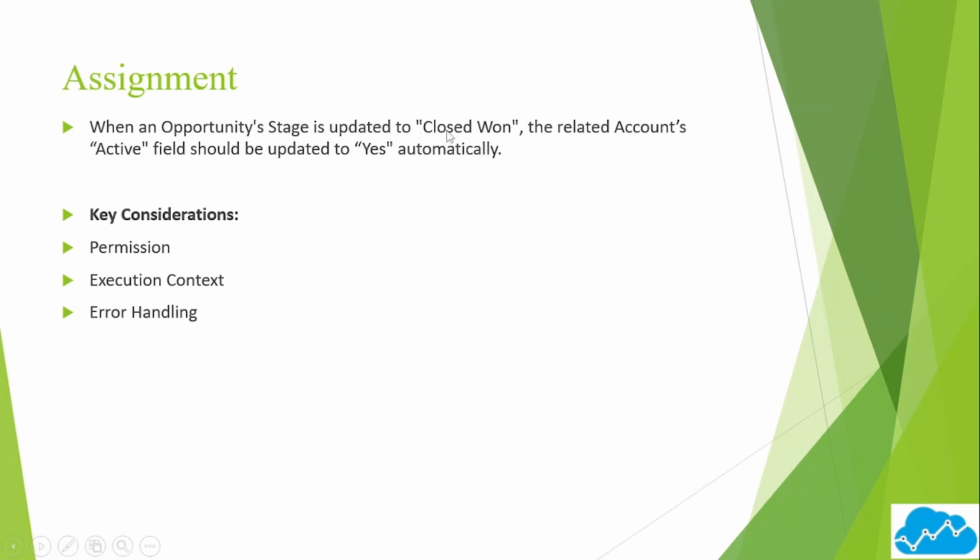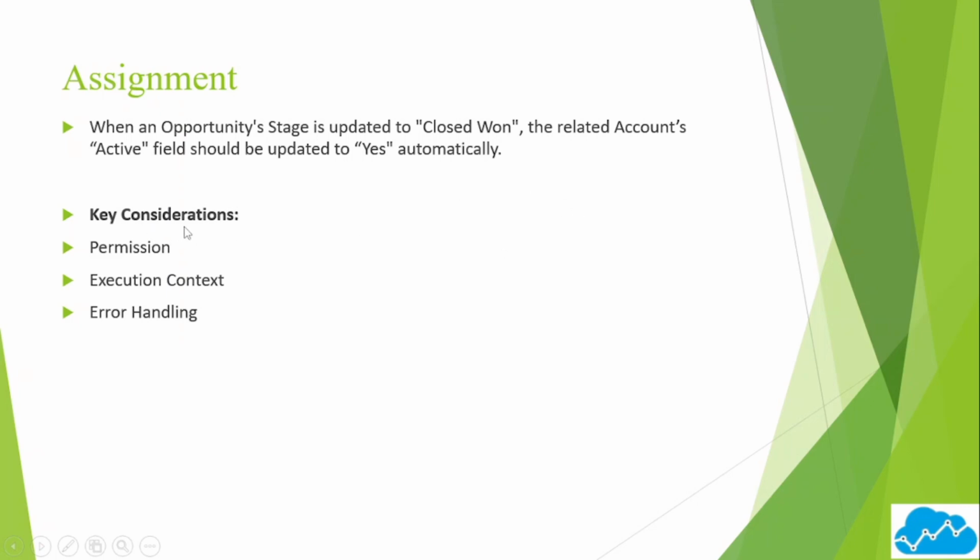Whenever the user updates the stage to Closed Won, then the related account, which is again a standard object, has a field called Active. This Active field is a picklist type holding Yes and No. So whenever the stage is updated to Closed Won, then the related account's Active field should be updated to Yes. So this is the assignment we have to do.